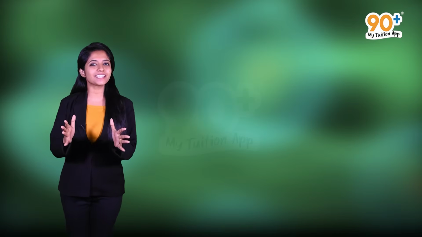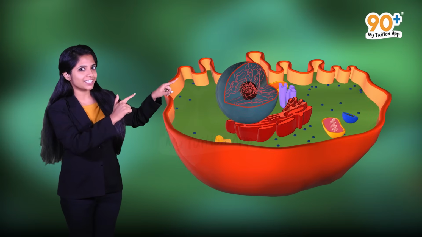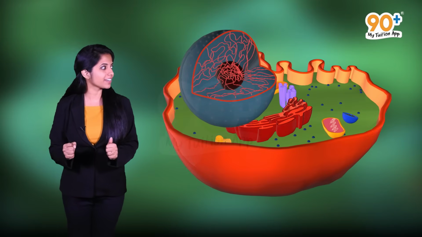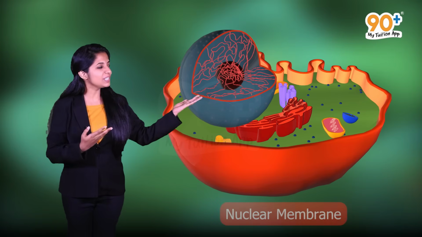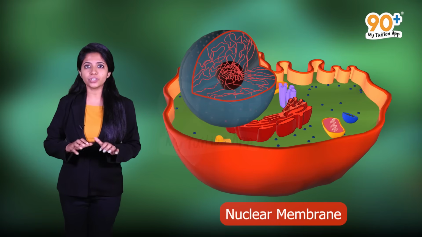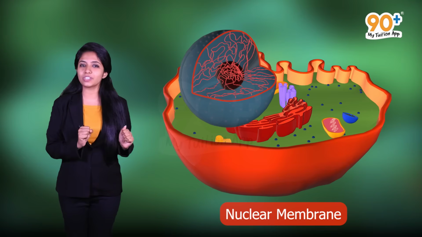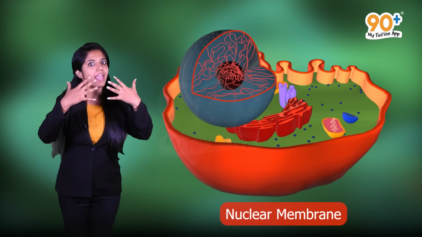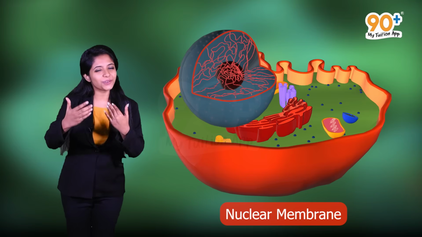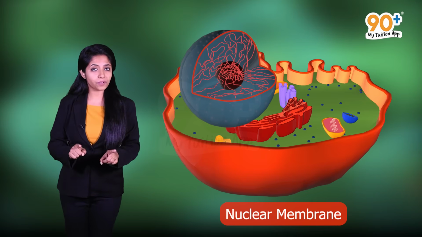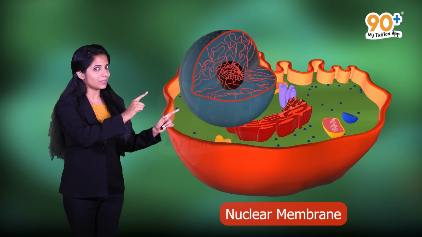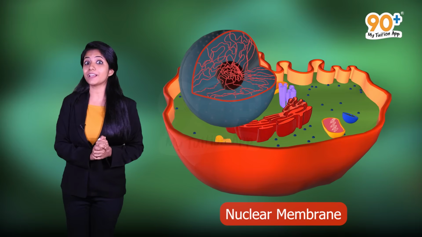Now if we take a proper look at this nucleus, we will find that it has a double membranous covering known as the nuclear membrane. And you know what? This nuclear membrane has pores so that the transfer of materials can happen between the nucleus and the cytoplasm, both ways, inside to outside and outside to inside. I already told you that cytoplasm is found around the nucleus, right? When we learned about the protoplasm, remember?